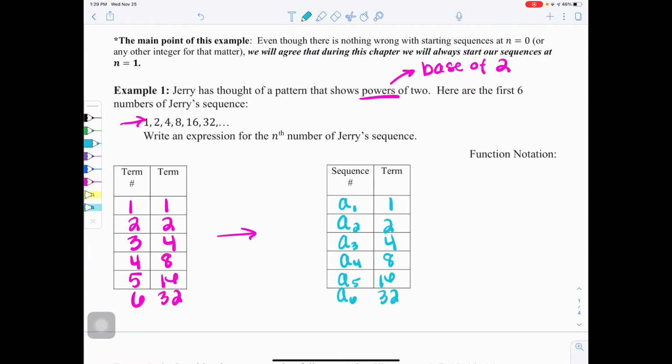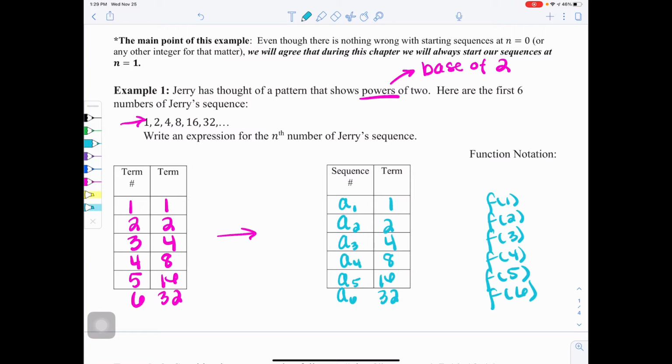Now, another way you could write this, and you might see it, is in function notation. So in function notation, you would write f of 1, f of 2, f of 3, f of 4, f of 5, and f of 6, if you recall function notation back from chapter 5.